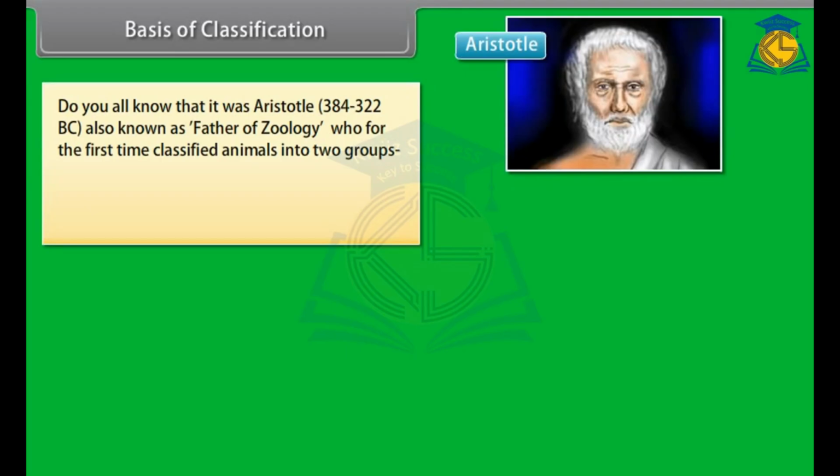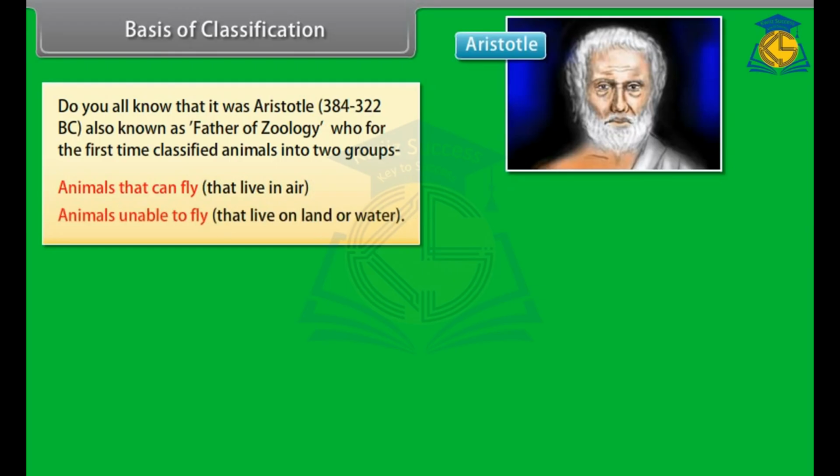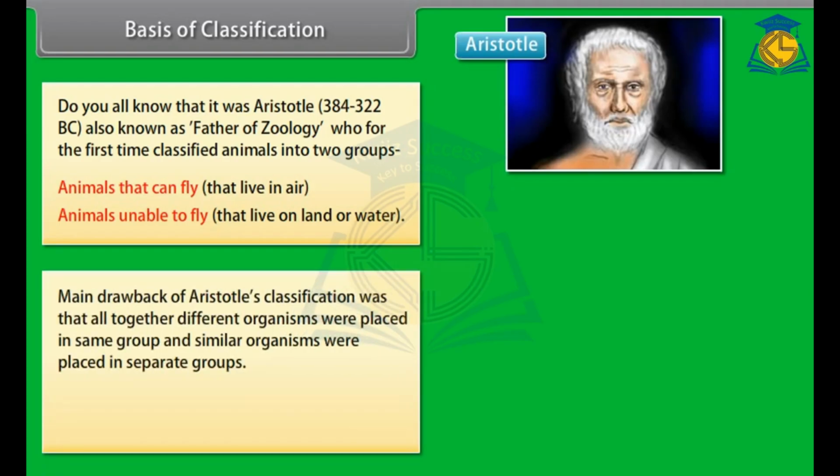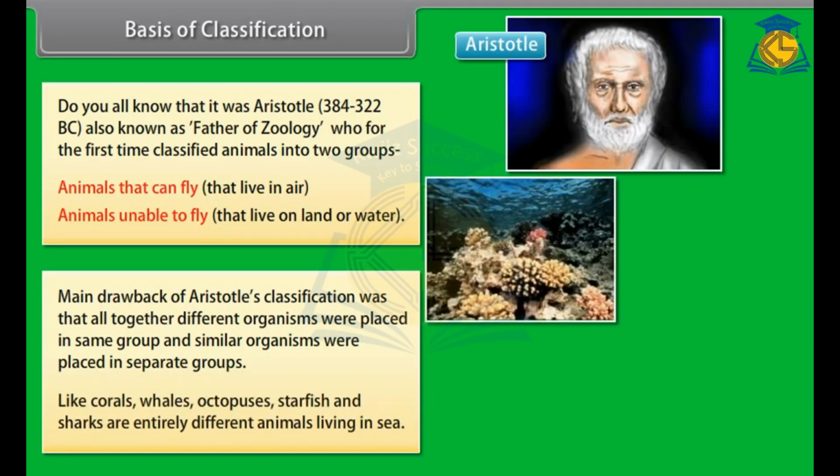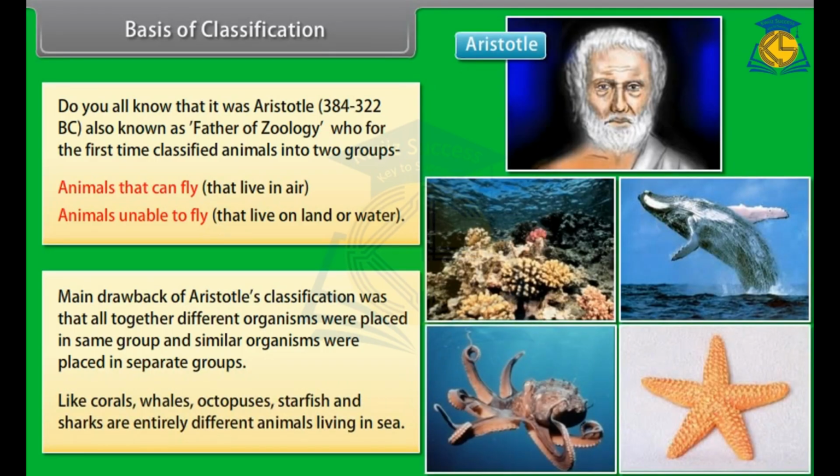Do you all know that it was Aristotle, 384 to 322 BC, also known as father of zoology, who for the first time classified animals into two groups. Animals that can fly, that live in air. Animals unable to fly, that live on land or water. Main drawback of Aristotle's classification was that altogether different organisms were placed in same group and similar organisms were placed in separate groups. Like corals, whales, octopuses, starfish and sharks are entirely different animals living in sea.